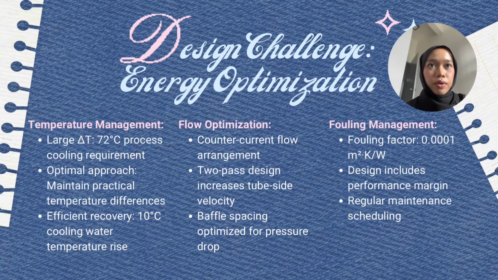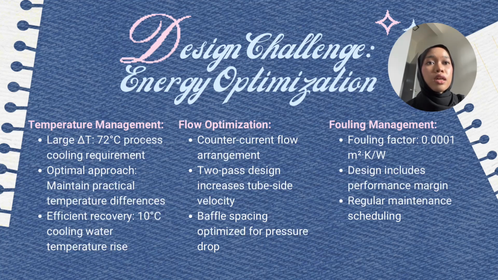So this slide shows our design challenge, which focuses on energy optimization. Firstly, we have temperature management. The process requires a large temperature difference of about 72 degrees Celsius for cooling. To manage this efficiently, we use practical temperature differences so the system can transfer heat effectively without wasting energy.